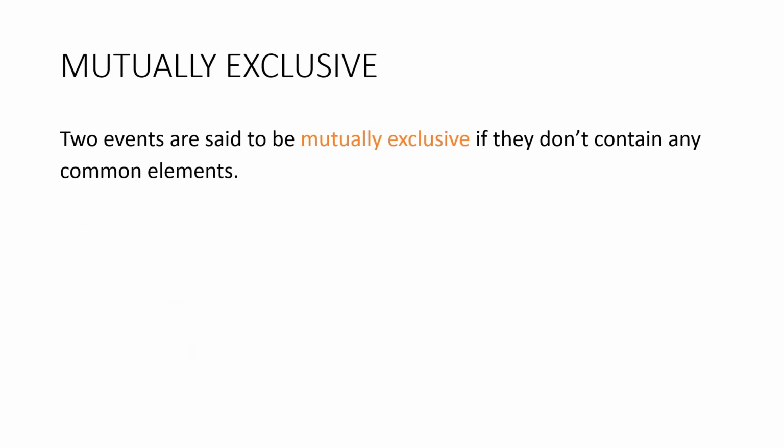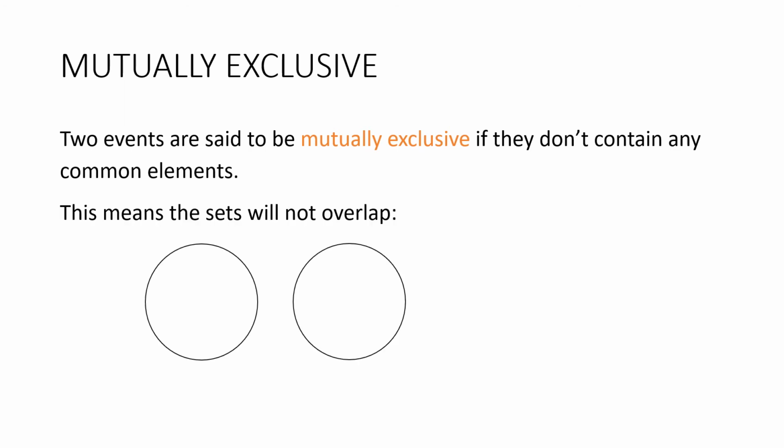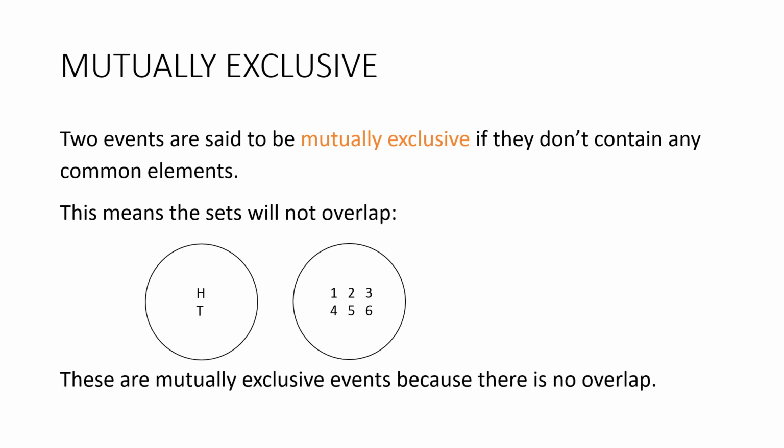Now 2 events are said to be mutually exclusive if they don't contain any common elements. And a nice way to visualize this is to draw them as sets. So if we've got mutually exclusive events, it means the sets won't overlap. We put the outcomes of the first event in here and the outcomes of the second event in here, and there's no common elements. Here's an example. Suppose our first event is that I toss a coin. Here's the outcomes. The second event is that I toss a 6-sided die. Here are the outcomes. There's no common elements, and so these are mutually exclusive events.